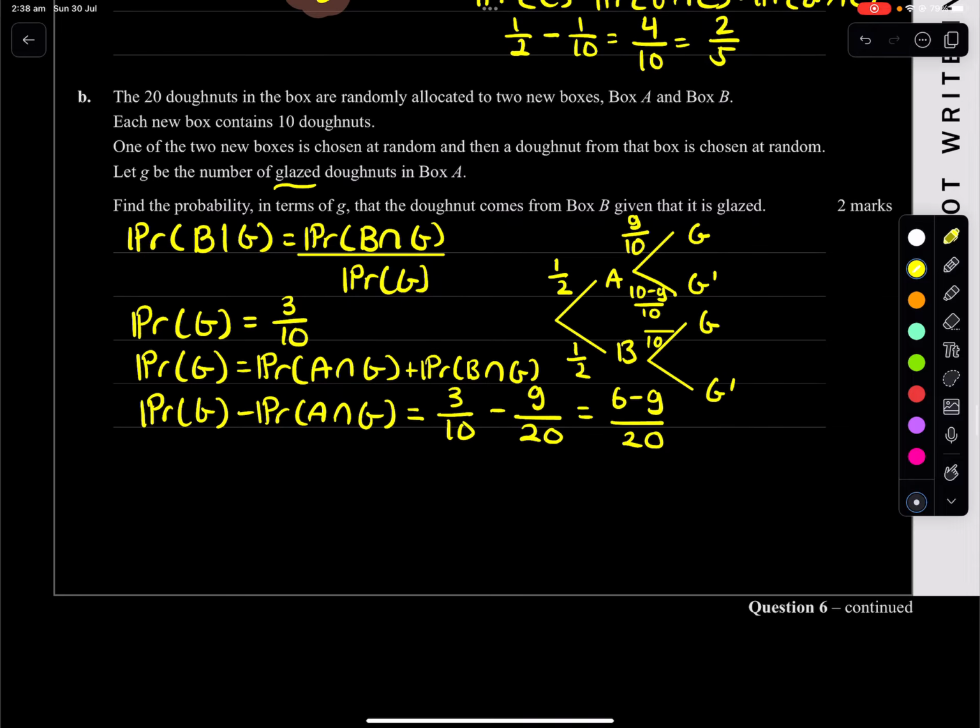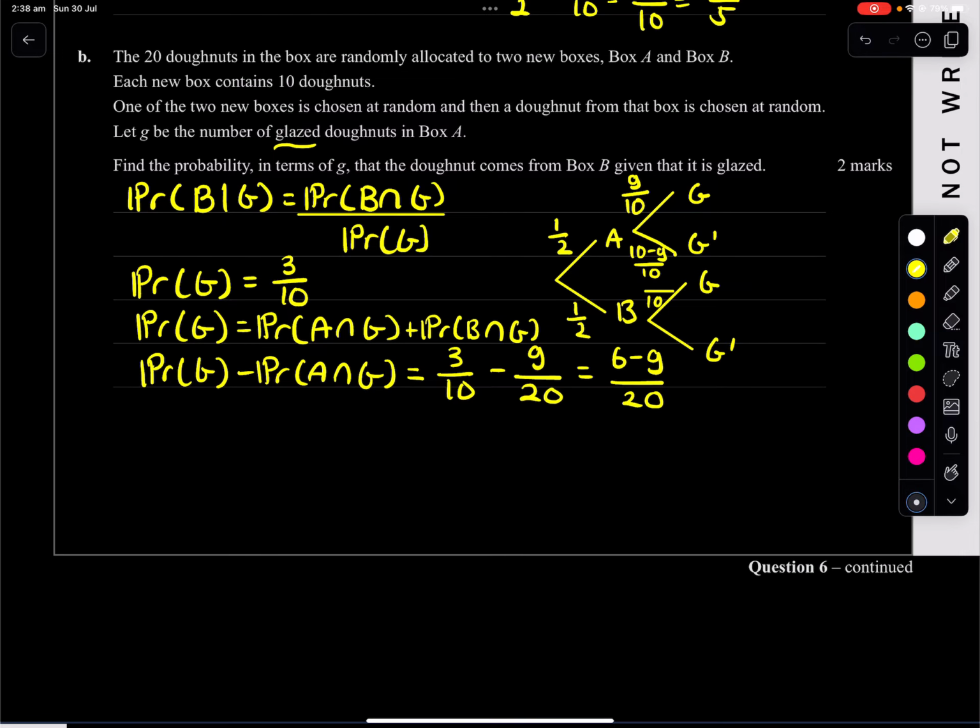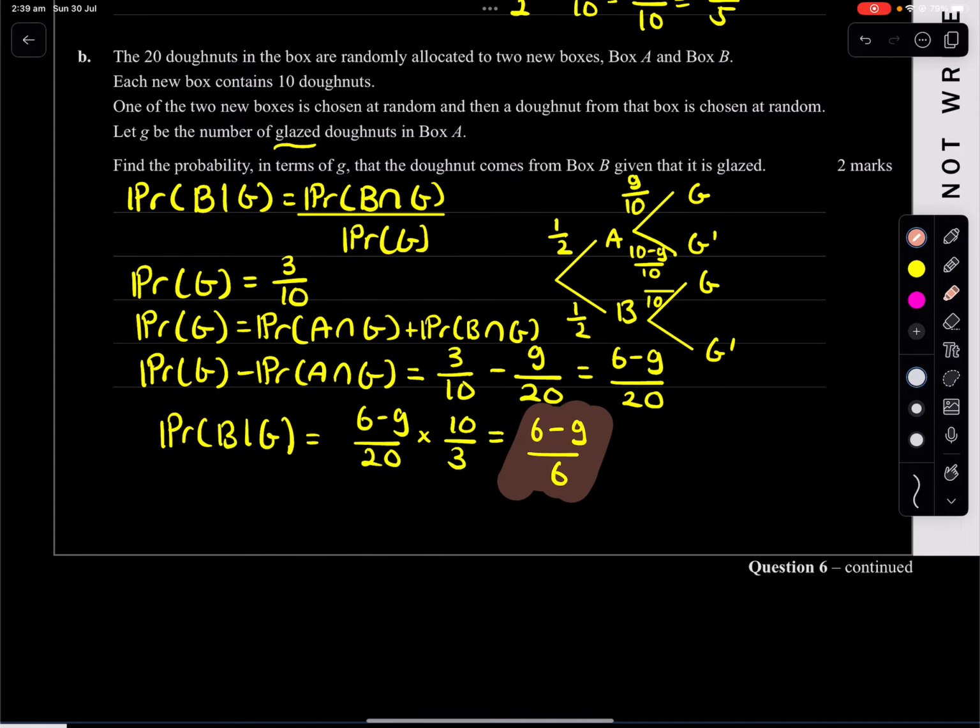Okay, now we know the probability of G is already 3 over 10, so the probability of B given G is 6 minus G over 20 divided by 3 over 10, which is just 10 over 3 times 6 minus G over 20, giving 6 minus G over 6. Is that right? Looks okay. Yeah, hope that's right. That's your answer.